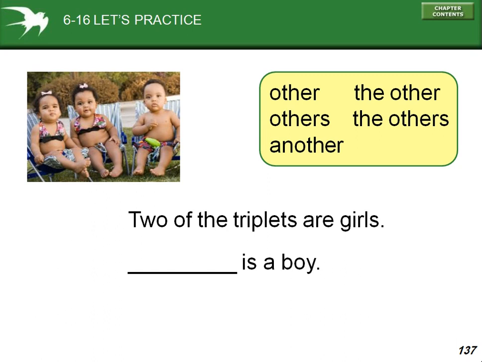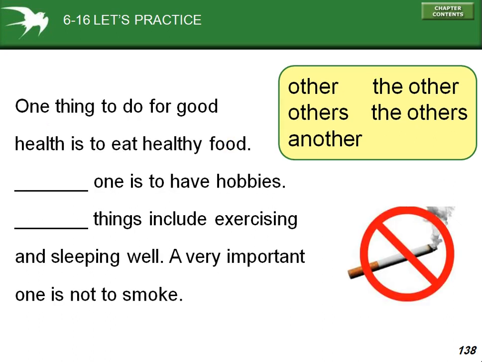There are three babies, we know the number. Two of the triplets are girls, and definitely only one is left, so the other. If we couldn't know the number, then other, and if we know the number, then we will use what? The other.